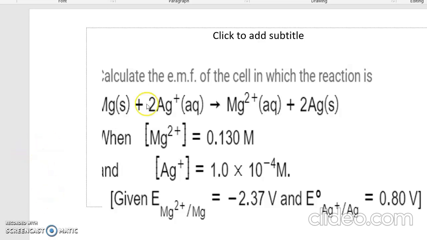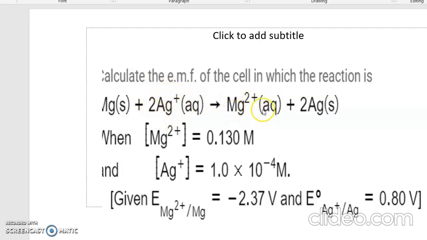Here one thing you have to note down is that Mg2 plus ion is in the product side and Ag plus ion is in the reactant side. But the concentration of Ag plus is twice. So 2 Ag plus, this part you have to remember. Next following steps we are going to use.